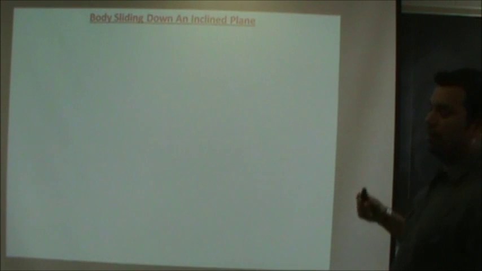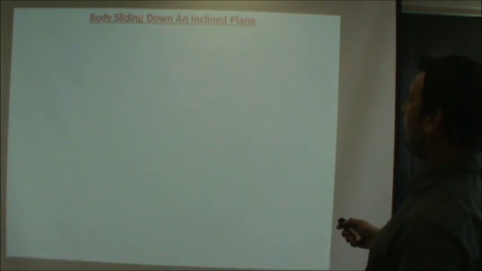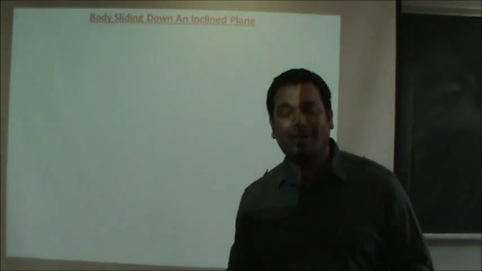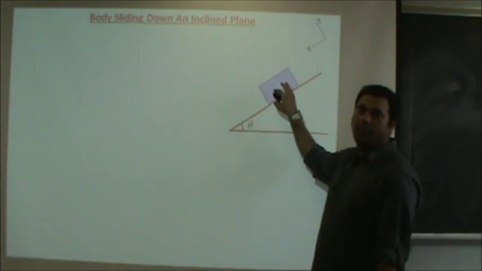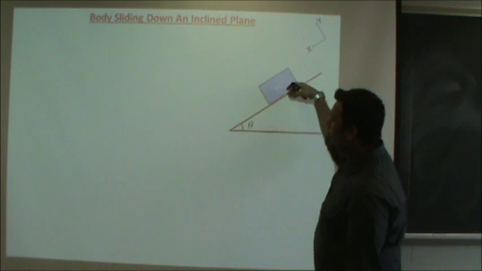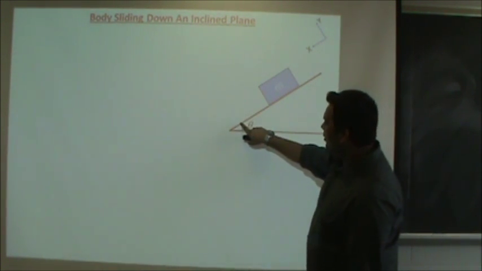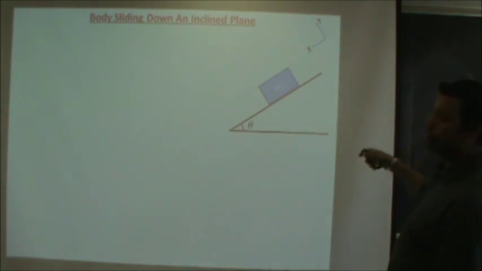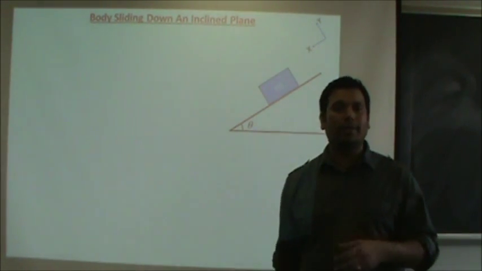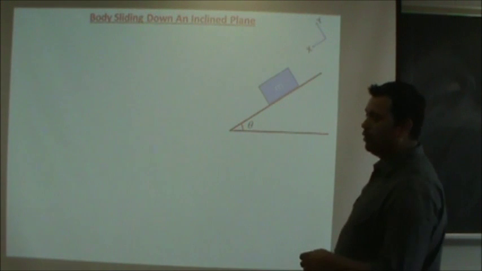Okay, so let's take some other example when an object is sliding down an inclined plane. And this is very important. So let's consider an object of mass m sliding on an inclined plane, which is inclined by an angle theta. And this is my x and y direction, so you are free to choose any axis direction. Okay, the result is always the same.